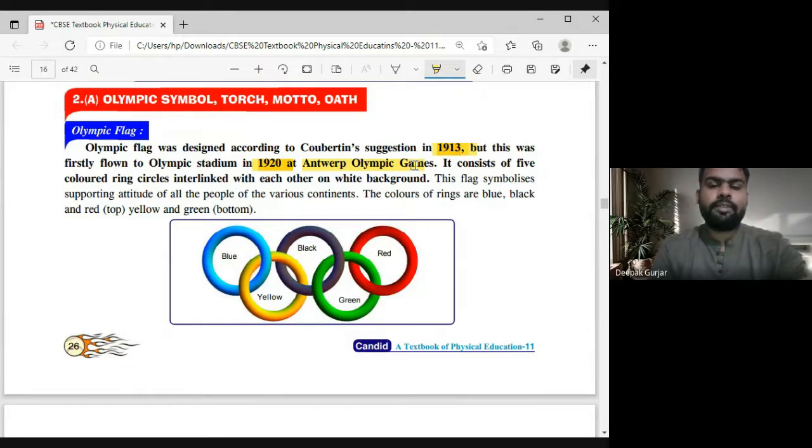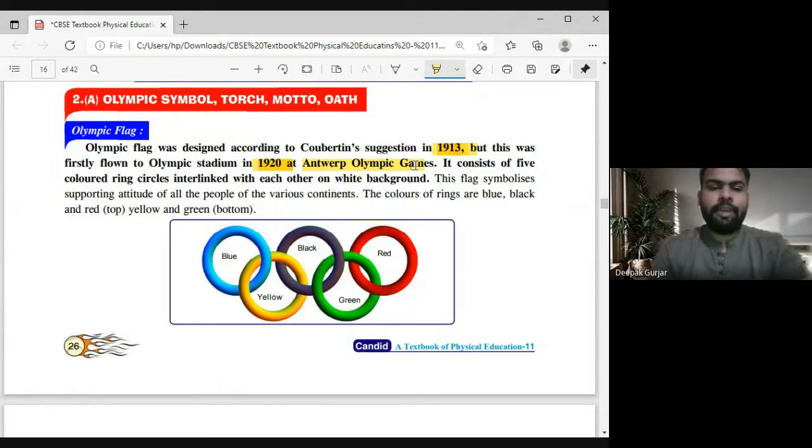The Olympic flag consists of 5 rings, interlinked with each other, on a white background, right? The colors are blue, black, yellow, red, and green. These rings are interlinked with each other, which symbolizes the supporting attitude of people from various continents. The colors of the rings are blue, black, red, yellow, and green.